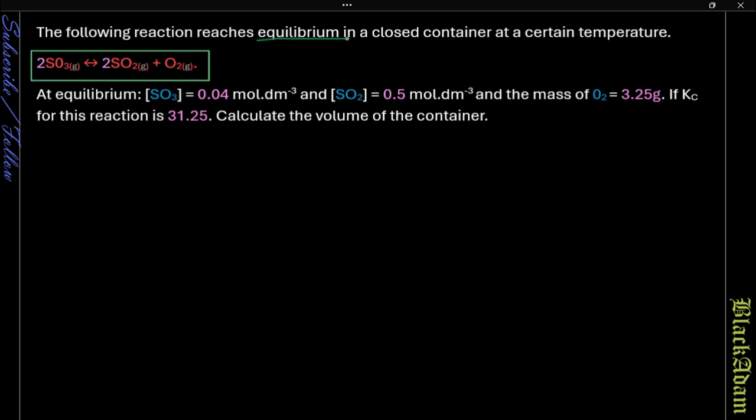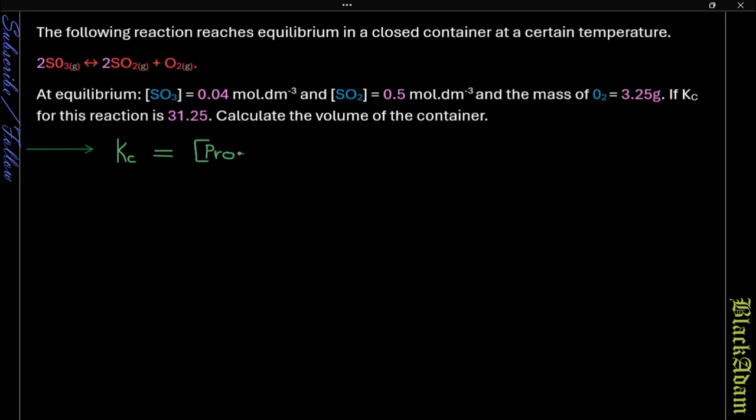So we have this equation, sulfate decomposes to sulfur dioxide and oxygen. The double arrow there indicates that it's reversible. So we have sulfate 0.04 mol per decimeter cubed, and we have sulfur dioxide 0.5, and we have mass of oxygen 3.25 gram, and the Kc is given as 31.25. So we're required to solve the volume of the container.